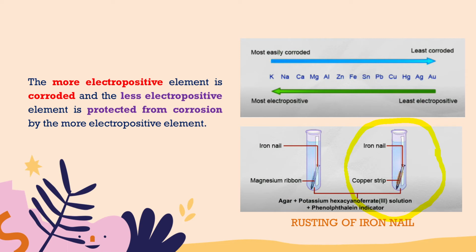On the other side, we can observe an iron nail being wrapped around by the copper strip. And in this case, the iron is considered more electropositive than the copper strip. Thus, the acceleration of rusting of the iron nail will eventually proceed.